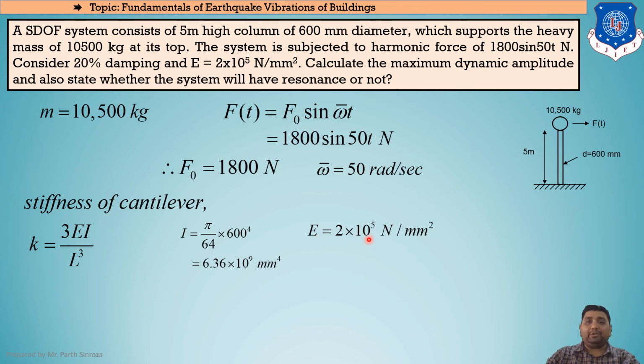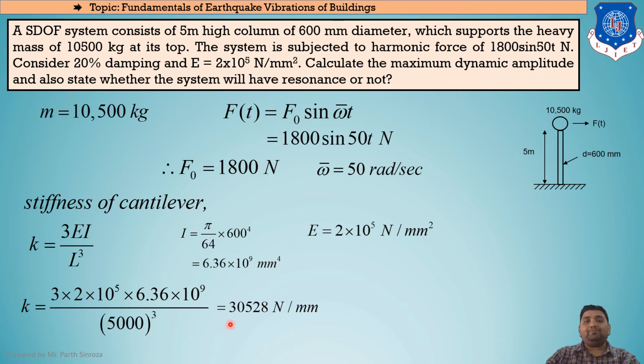E is given as 2 into 10 raised to 5 Newton per mm square in the question. Substitute the value of E, I and L here. We are getting the value of K, that is stiffness, as 30528 Newton per mm. Now after finding stiffness, we need to convert it into meter. So the answer here comes out to be 30528 into 10 raised to 3 Newton per meter.